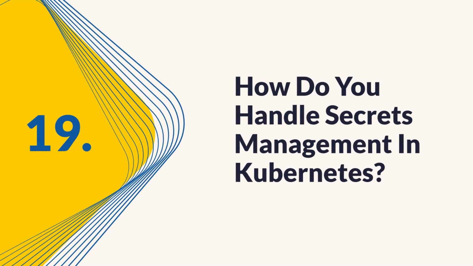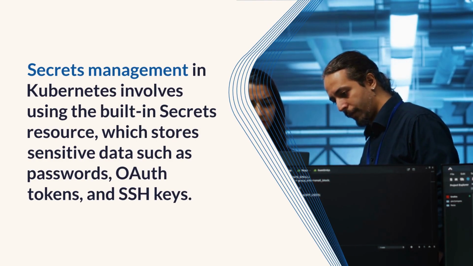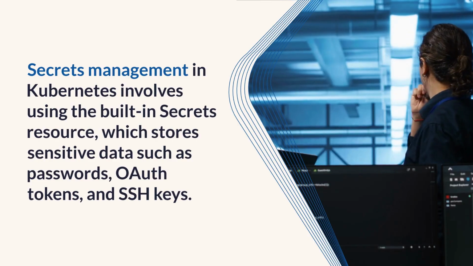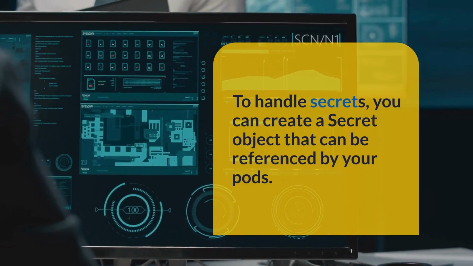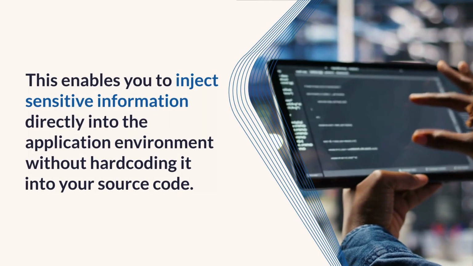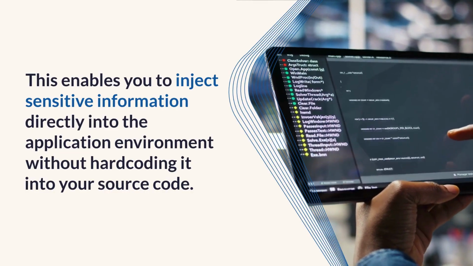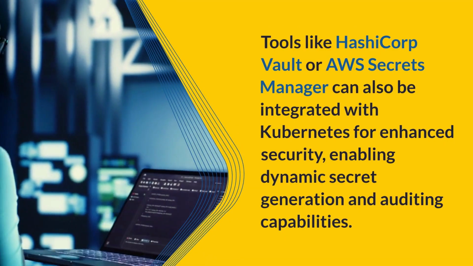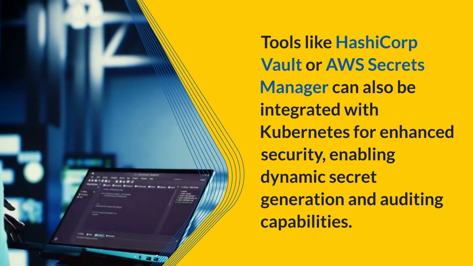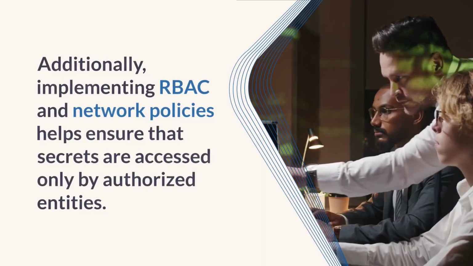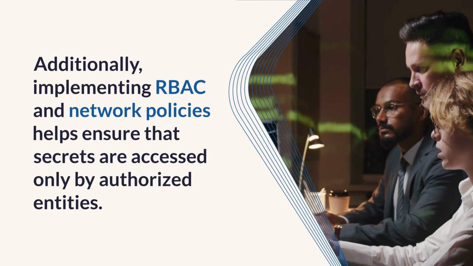19. How do you handle secrets management in Kubernetes? Secrets management in Kubernetes involves using the built-in secrets resource, which stores sensitive data such as passwords, OAuth tokens, and SSH keys. To handle secrets, you can create a secret object that can be referenced by your pods. This enables you to inject sensitive information directly into the application environment without hardcoding it into your source code. Tools like HashiCorp Vault or AWS Secrets Manager can also be integrated with Kubernetes for enhanced security, enabling dynamic secret generation and auditing capabilities. Additionally, implementing RBAC and network policies helps ensure that secrets are accessed only by authorized entities.